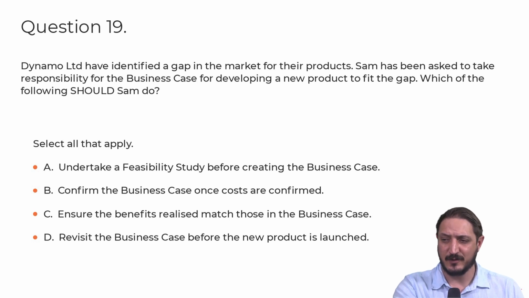Okay, so let's first read through it to get an overview. It says, Dynamo Limited have identified a gap in the market for their products. Sam has been asked to take responsibility for the business case for developing a new product to fit the gap. Which of the following should Sam do? Select all that apply. Then we have A, undertake a feasibility study before creating the business case. B, confirm the business case once costs are confirmed. C, ensure the benefits realized match those in the business case. And D, revisit the business case before the new product is launched.